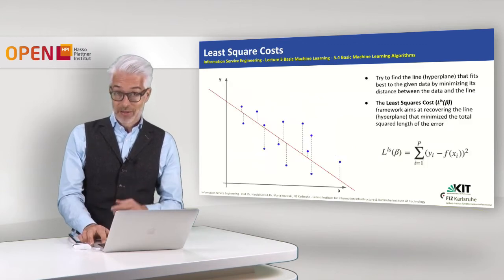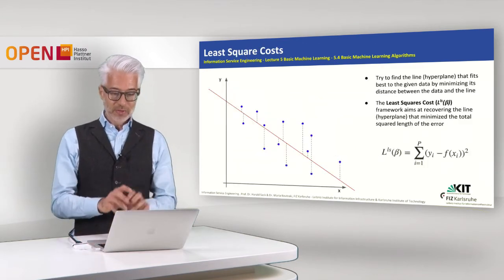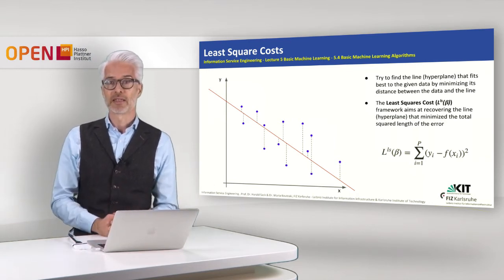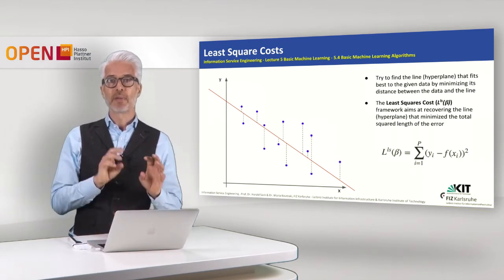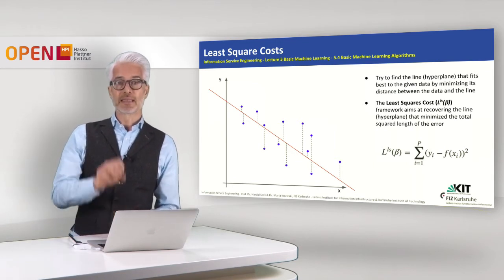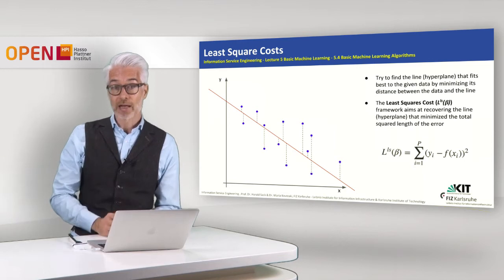Of course, it goes a bit further. What we're trying to do is find the line, or in the multivariate case, the hyperplane, that fits best into the given data by minimizing the distance between the data and the line or the hyperplane.